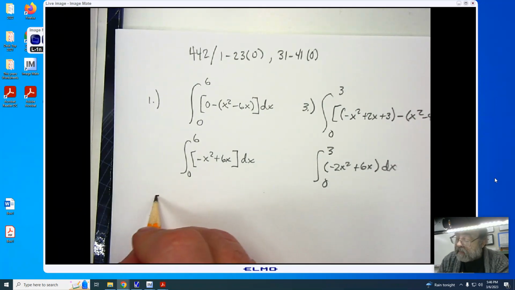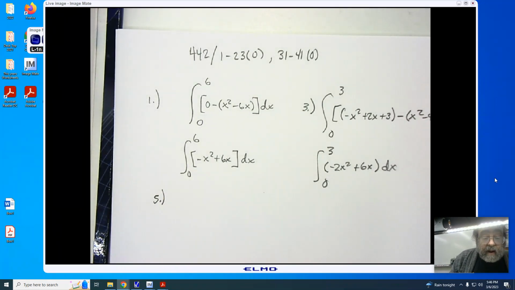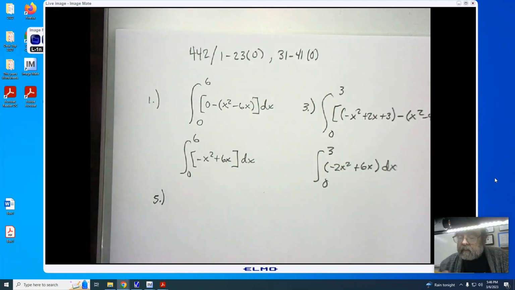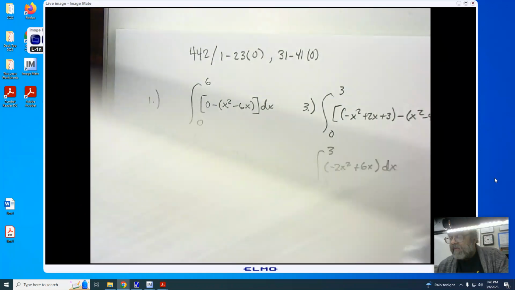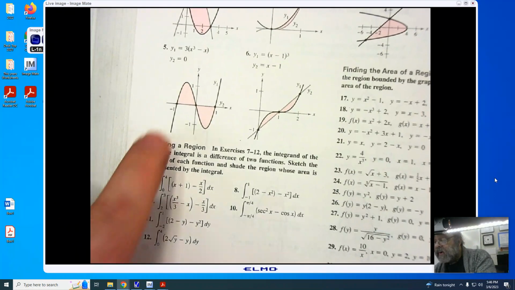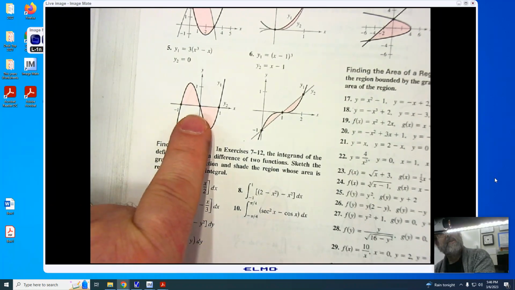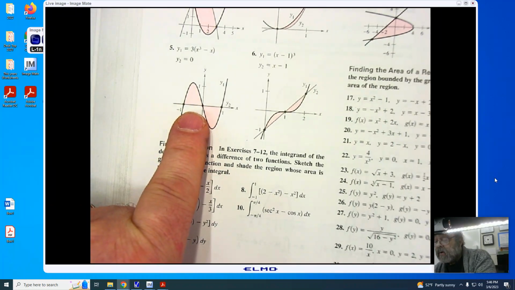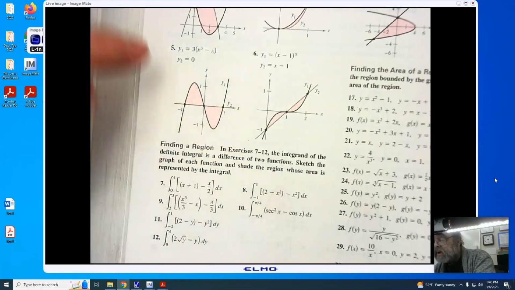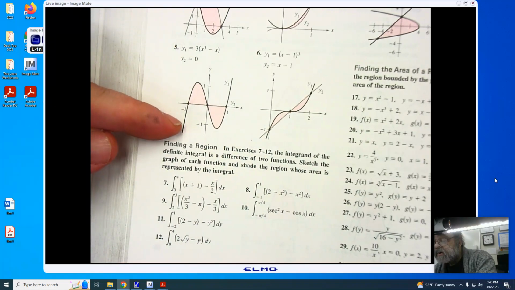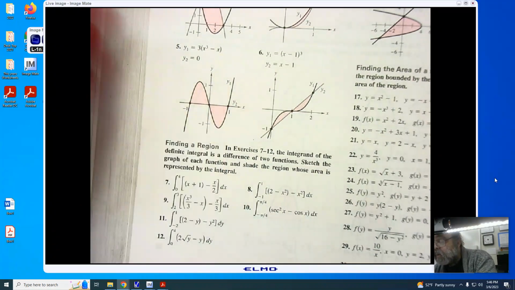Let's take a look at number 5. Notice these go fairly quickly. Number 5 had that two-parter. So we have one integral from negative 1 to 0. Then we have a second integral from 0 to 1. We're dealing with y1 minus y2, then y2 minus y1. Let's go ahead and do that now.